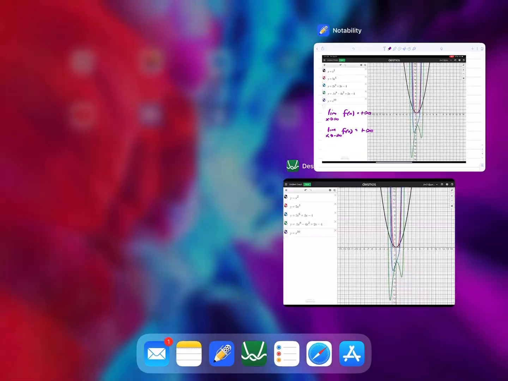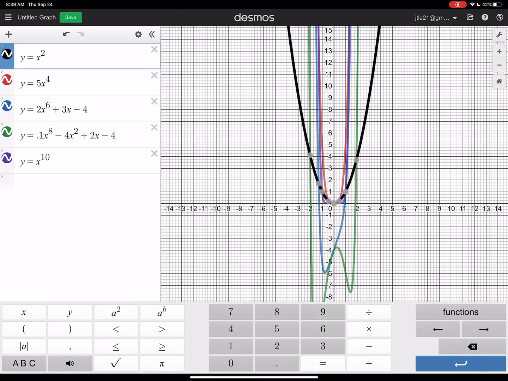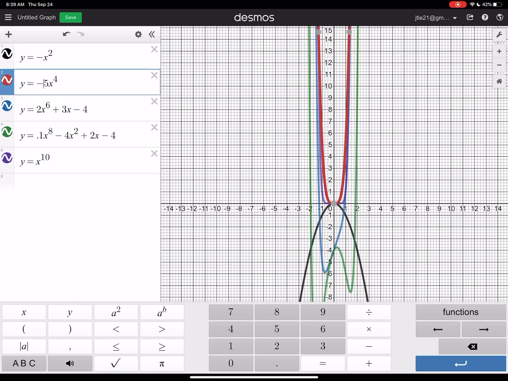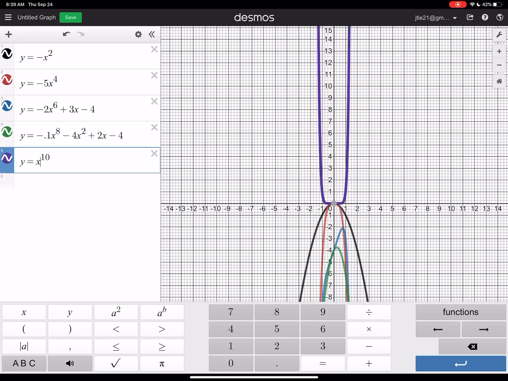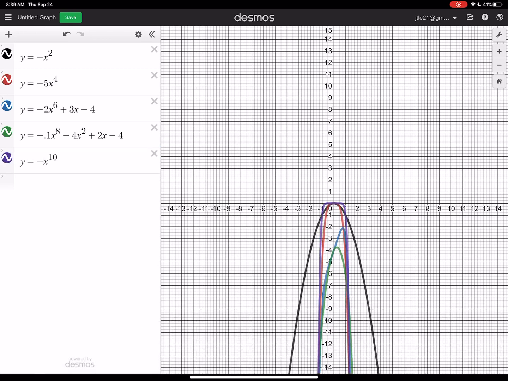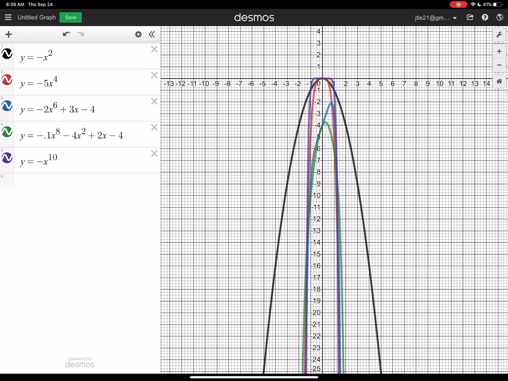Now, what would happen, lastly, if I put on negatives? And some of you might have asked earlier, what if they have all these extra terms like this green function that has a negative 4x squared plus 2x minus 4? You're only looking at the largest degree. Everything else below it really doesn't matter. So if you take a look at this graph here, even though all of them are reflected, notice how, we'll do this last one here.